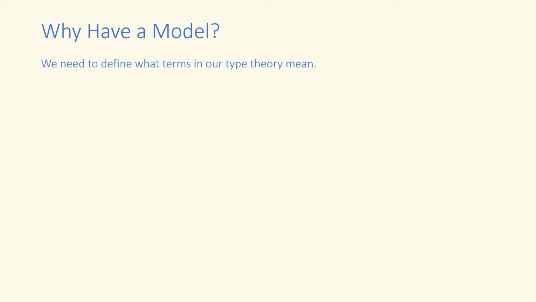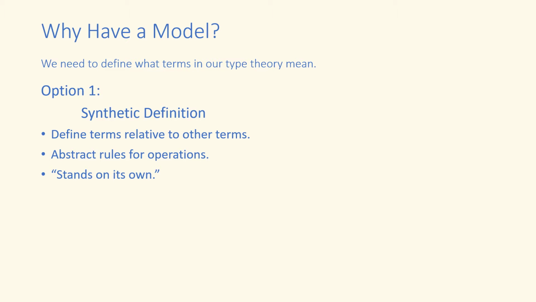Before we dive into the technical details of what a model is, let's discuss why we'd want a formal model. The answer is simple. We need a way to define what terms in our type theory mean. There's two approaches to defining a theory, with the first being a synthetic definition.